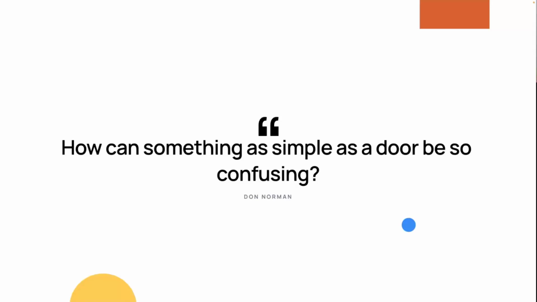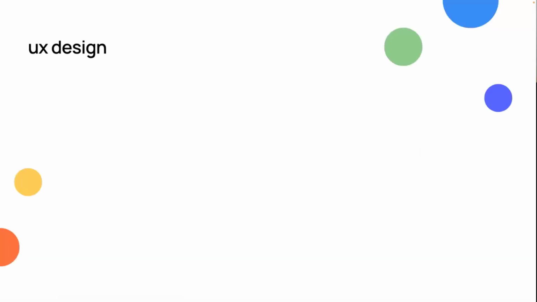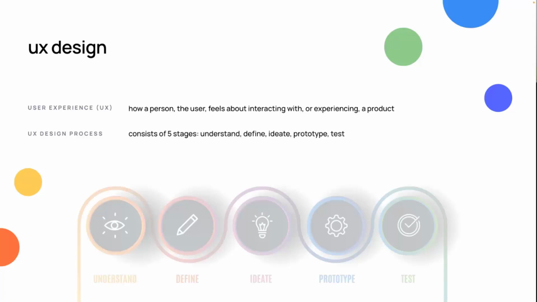So, what exactly is UX design? Is it a bunch of pretty pictures? I hope you all know the answer to this question by now. UX is not about aesthetics, it's about function. And at its core, UX design is about putting the user in the center. It's how a user feels about interacting with or experiencing a product. It's about understanding the users and designing products that meet their needs.